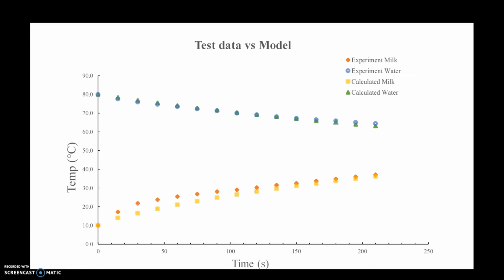Here we have a graphical representation of what's happening, and we can see that the experimental water and the calculated water are very close to each other on the chart, and towards the end they started to get off a little bit. Then we can see that the milk had a little bit of variation from our calculated, but in the end they met back up and they were close to each other.